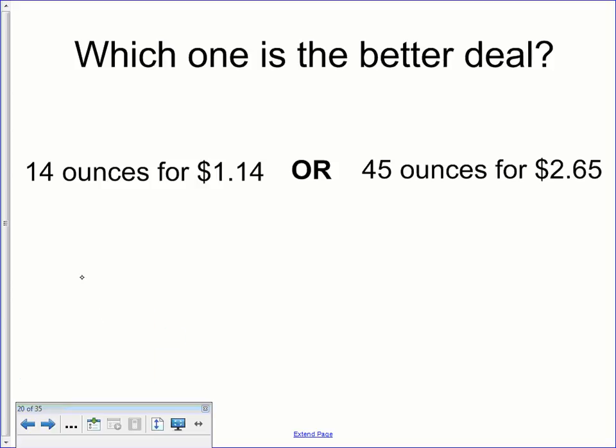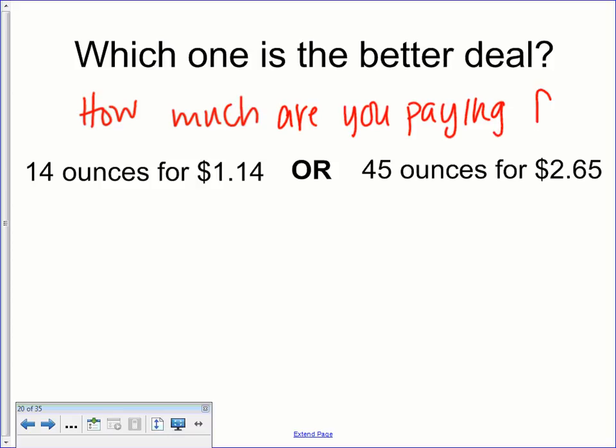The new warm-up today: which one is the better deal? Is it 14 ounces for $1.14 or 45 ounces for $2.65? Well, what you want to find out is how much you are paying for 1 ounce. How much are you paying for 1 ounce?